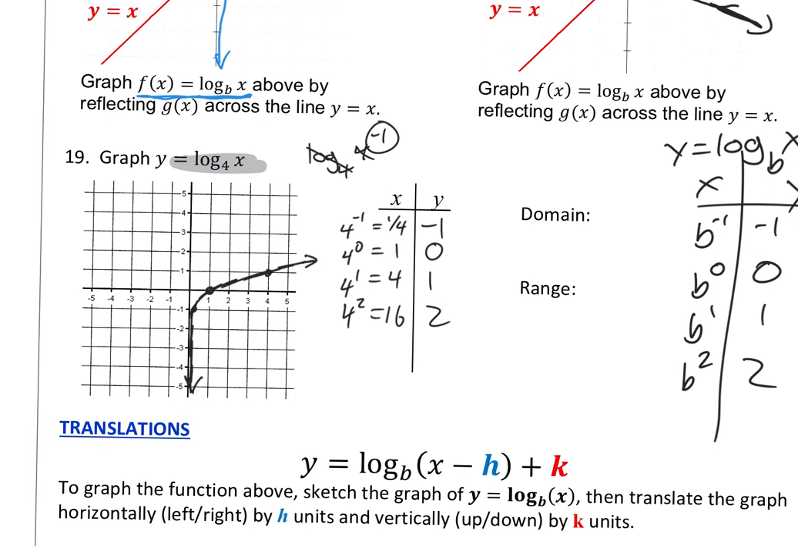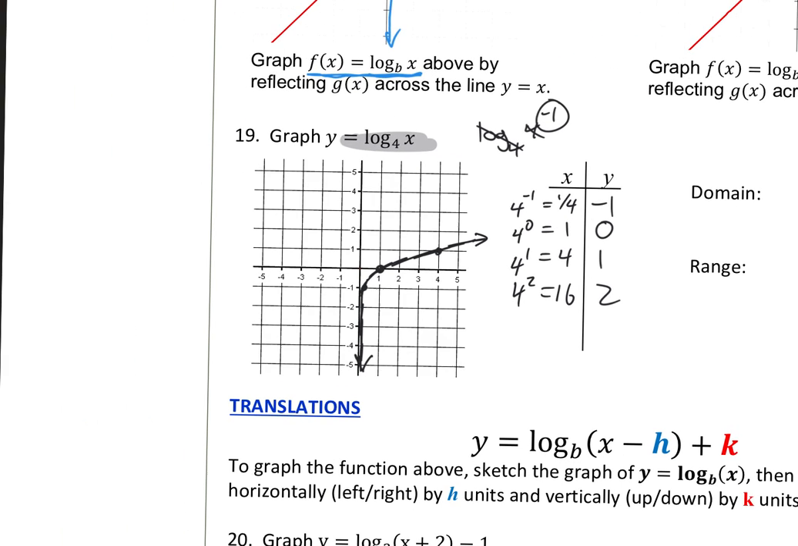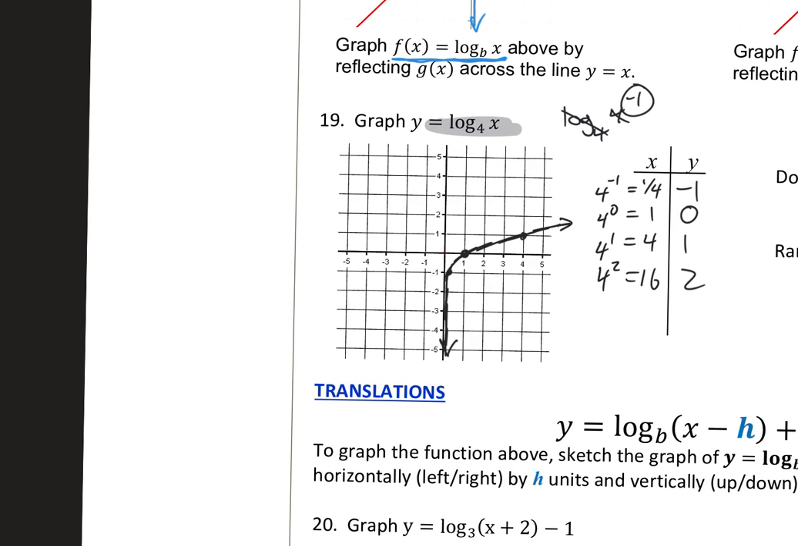But I want to explain to you why. Why can it never cross this line? So let's play with this idea and just think. What does this really mean? I have y equals log base 4 of x. But if I was to take this equation and write it in exponential form, I'd have 4 to the y equals x. And let's think.